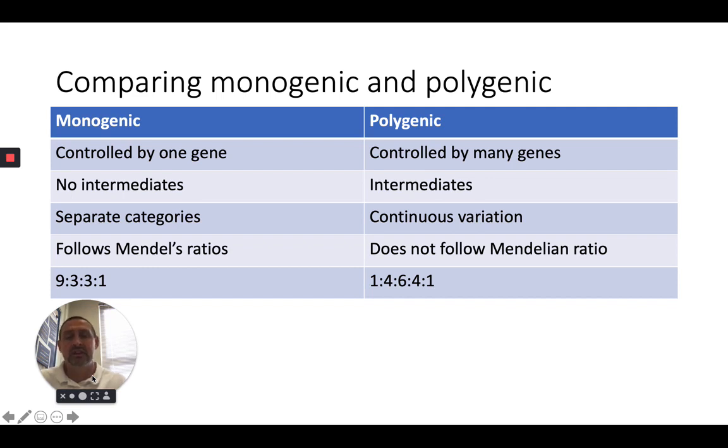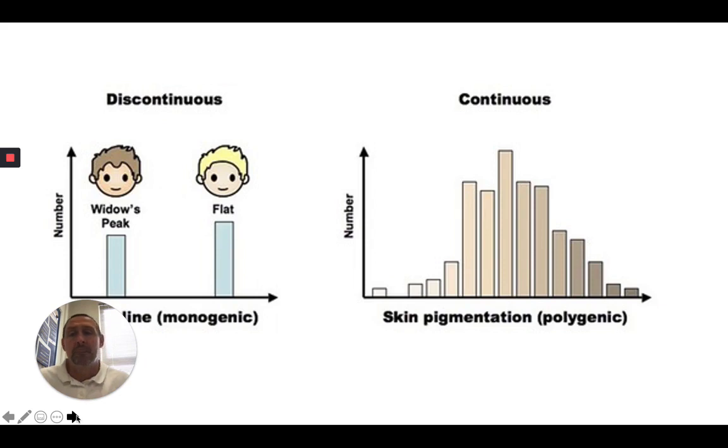So here's another example that just kind of compares those things. If we have a widow's peak, for example, that's going to be monogenic. You either have it or you don't have it. So you're either going to fall into the one category or the other. They're going to follow Mendel's ratios very predictably. But skin pigmentation, it's polygenic. You're going to have this spectrum of skin pigmentation.